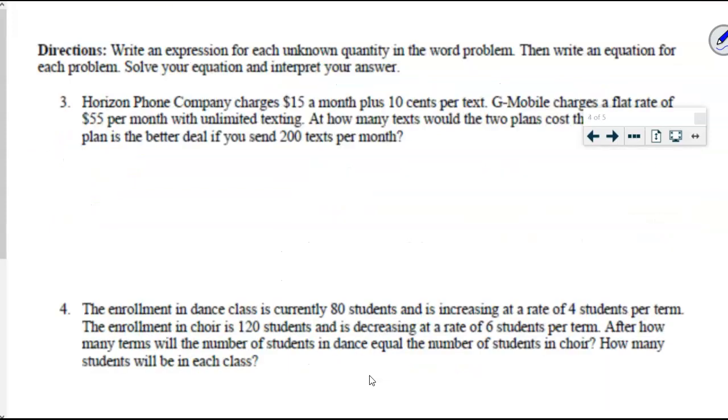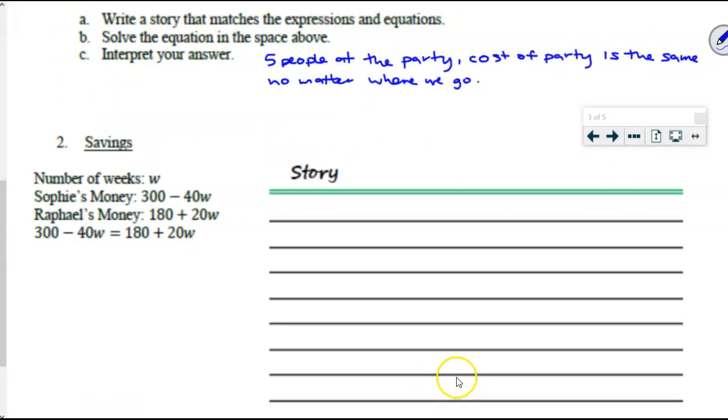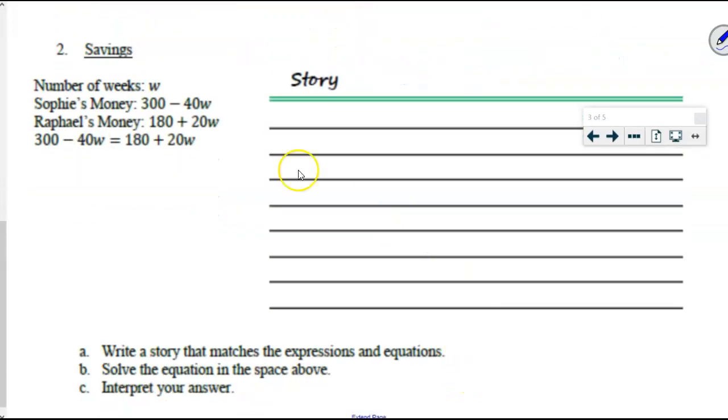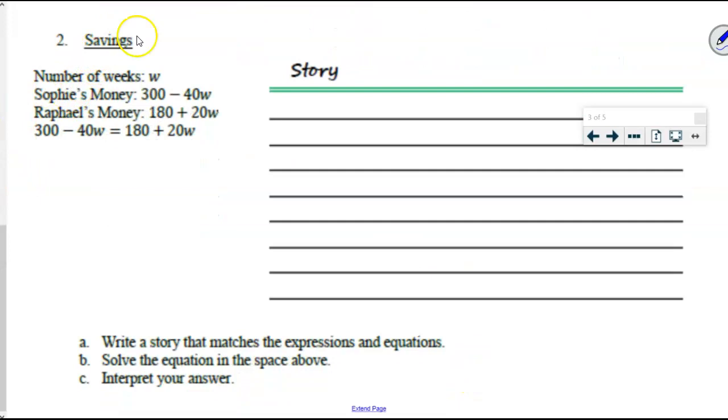Good. Let's do the second one. This time, it's a problem about savings. The number of weeks is W, so just remember that. Sophie's money is 300 minus 40W. Think about what that actually means. Raphael's money is 180 plus 20W, so think about what that means with W representing the weeks.